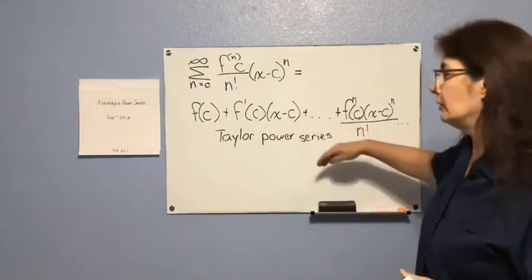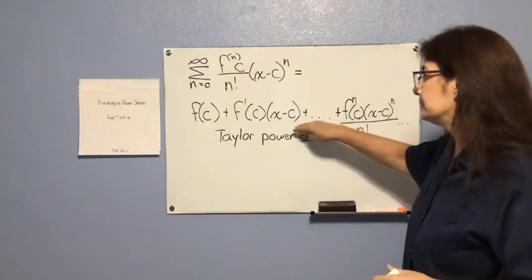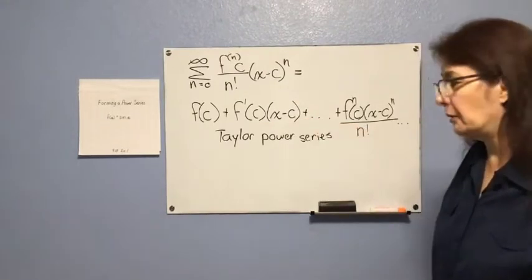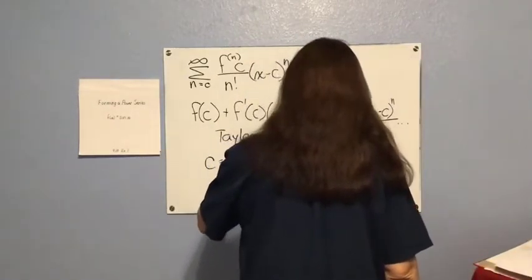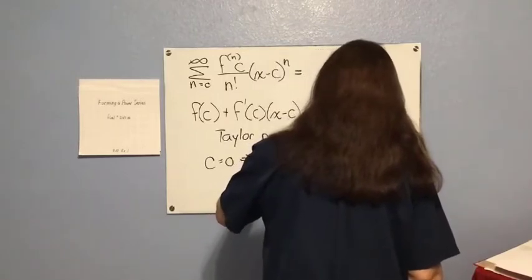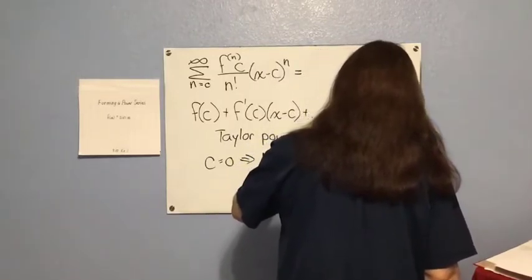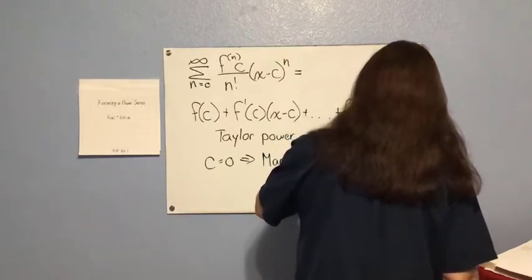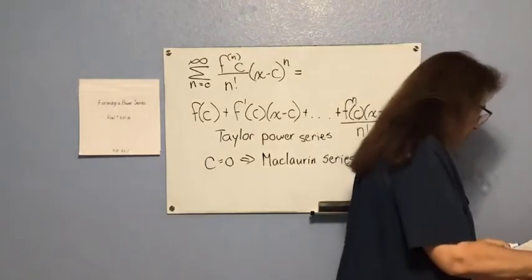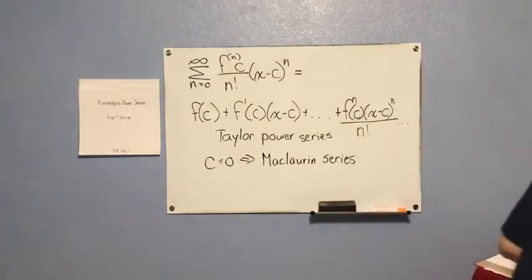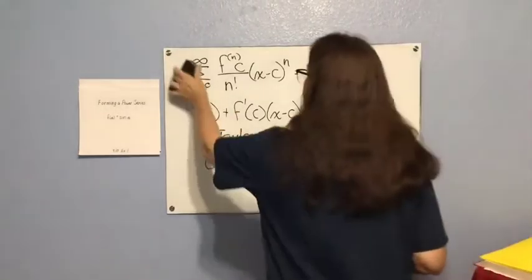And just like with a polynomial, if I take a Taylor series and let c equal 0, then that gives me a Maclaurin series. So it works just like it did for the Taylor-Maclaurin polynomials. Okay, let's do some problems.